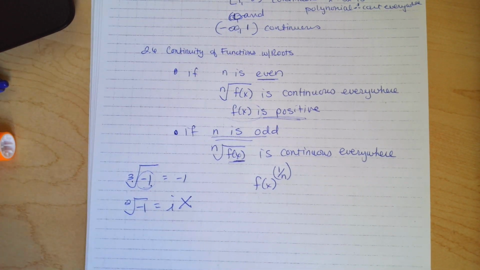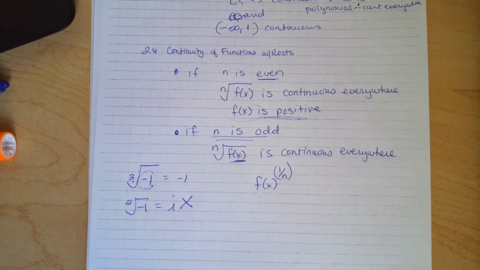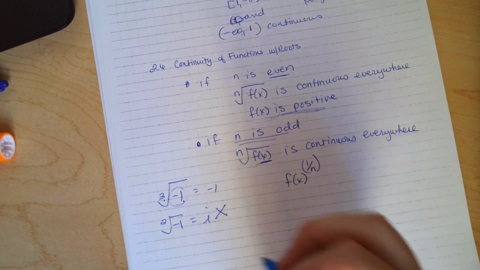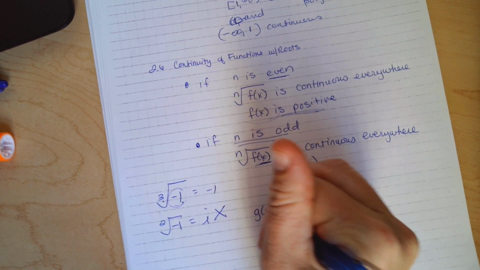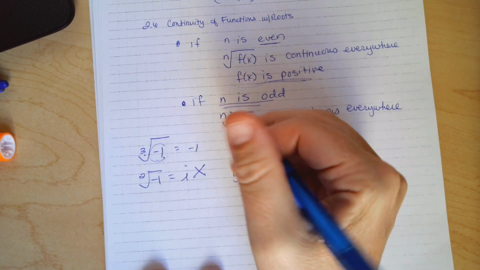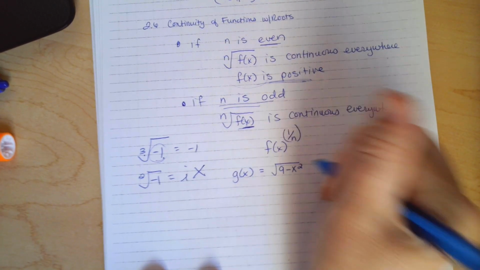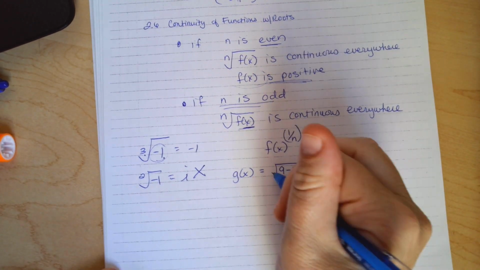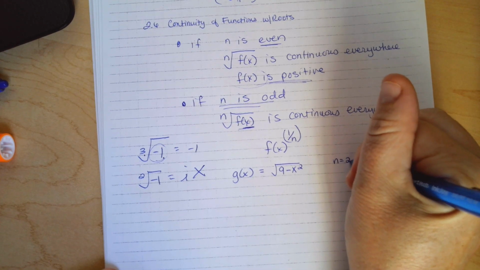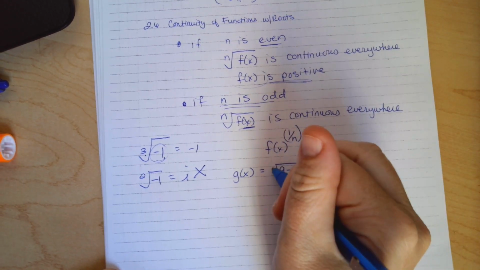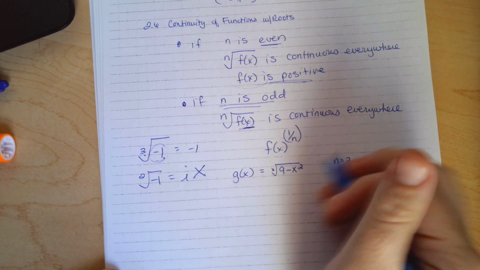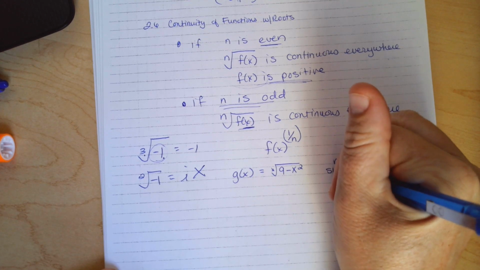It's the same problem we always have. You don't want the inside to be negative if you have an even root. So let's just do a couple examples. Suppose we have g of x equaling the square root of 9 minus x squared. So here n is 2, and so it's even.